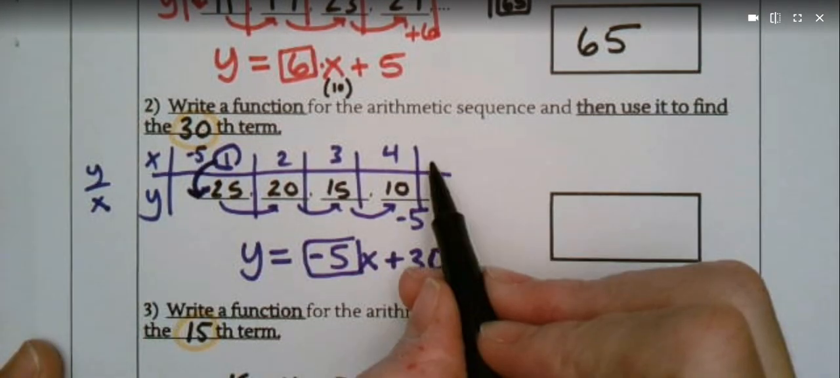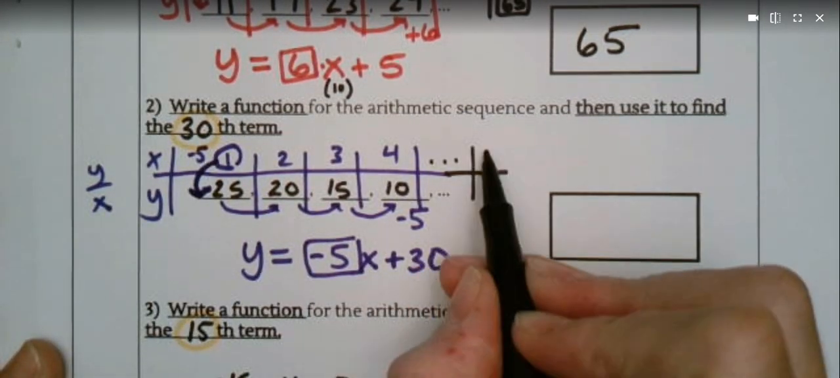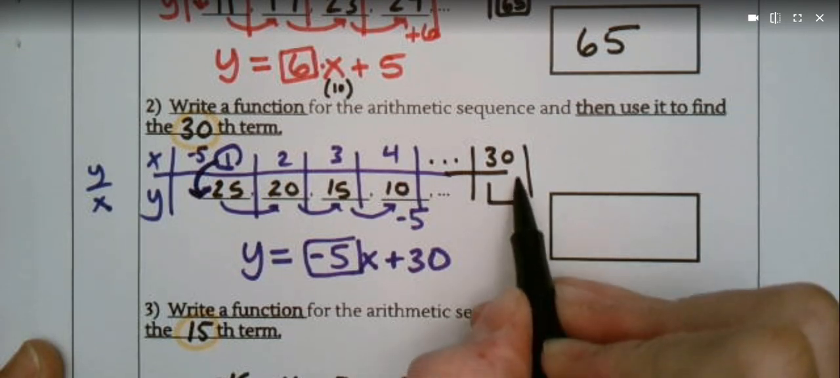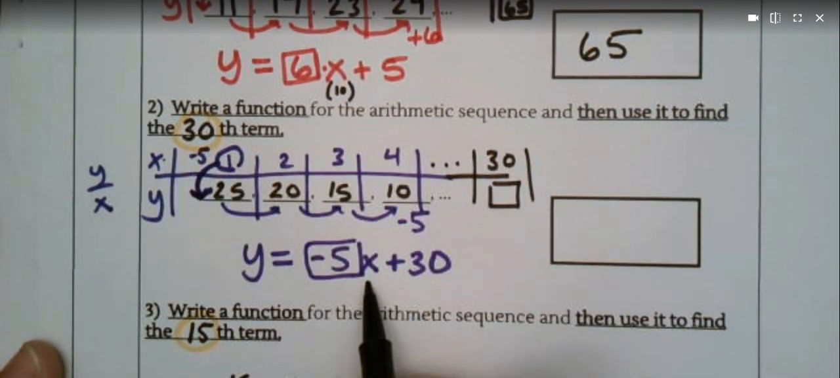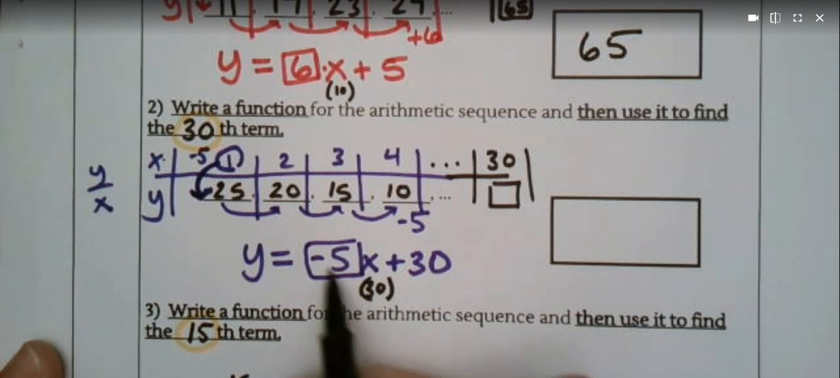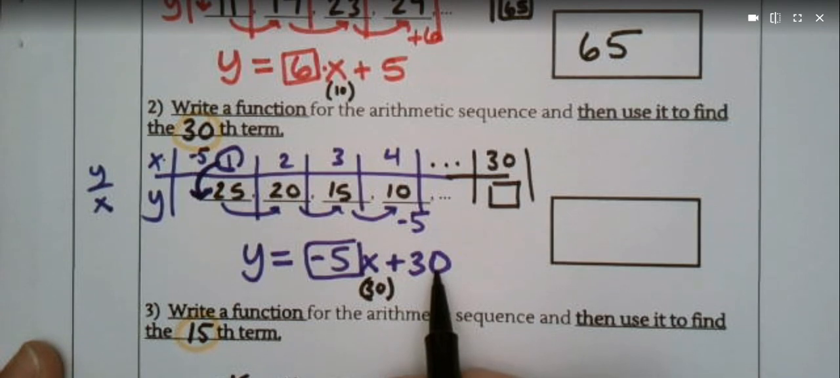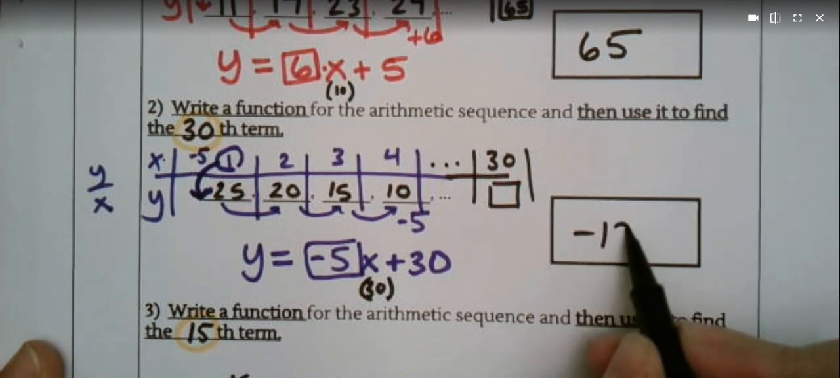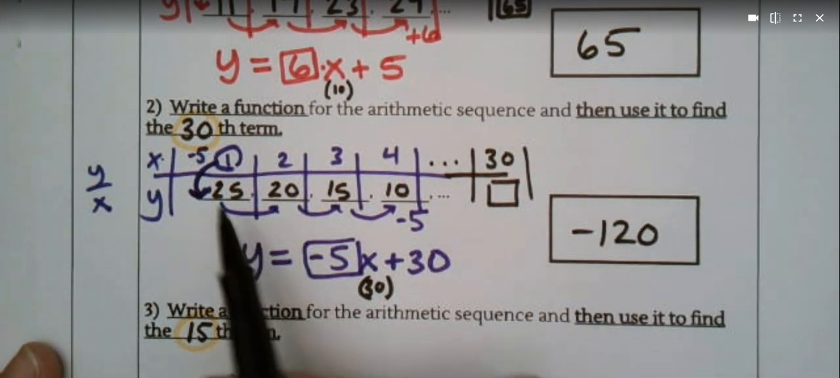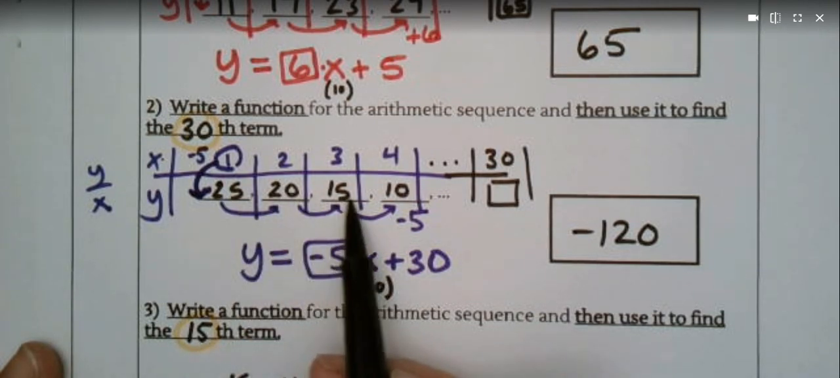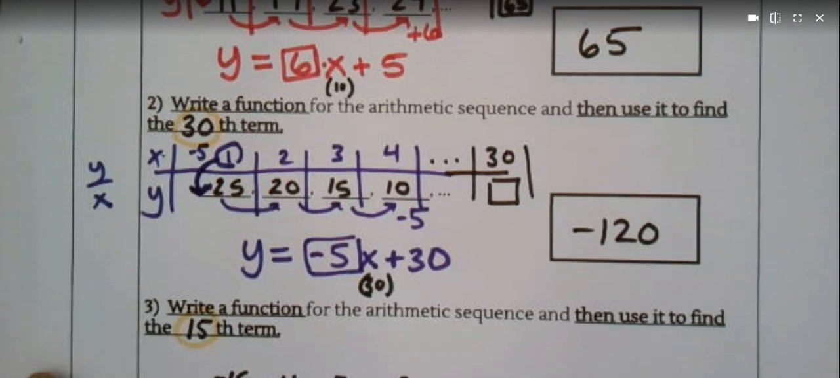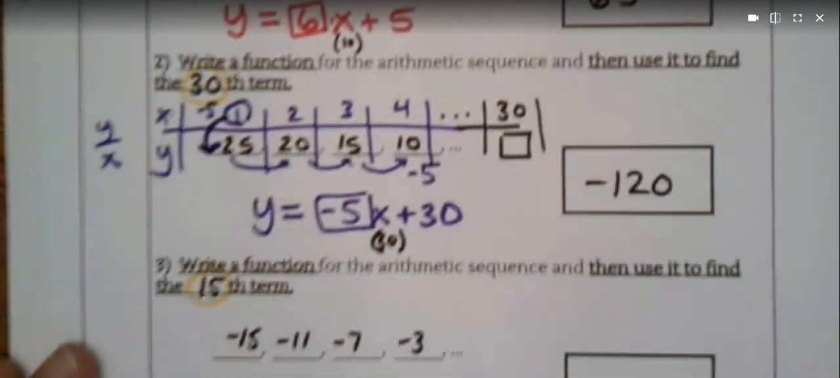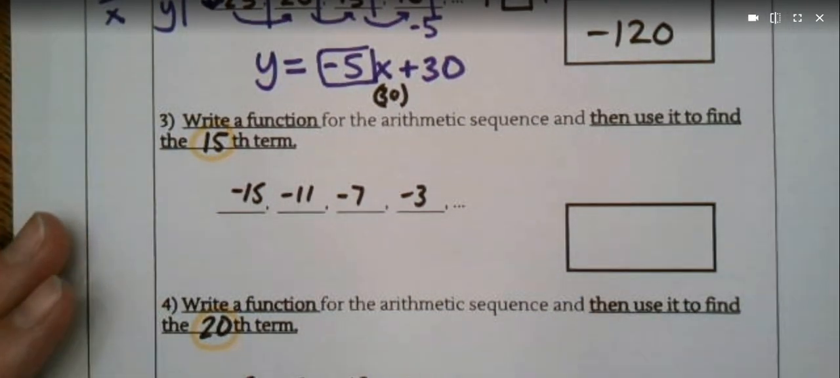So the 30th term. If I continued this and I wanted the 30th term, what would that be? Well, that means that x is 30. So I'm going to plug 30 right in here for x. Negative 5 times 30, and then add 30. What's y? Negative 120. Well, imagine this. If this pattern continued and kept getting smaller and smaller, the 30th term is going to be really small. Negative 120.